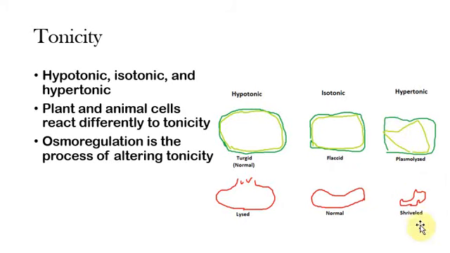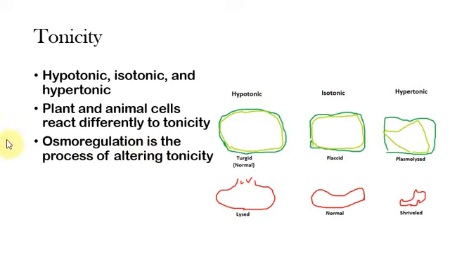Neither one of them will actually work well in a hypertonic environment. A plant cell will become plasmolyzed, which basically means that its cell membrane has peeled off from its cell wall, and in this case, it dies and loses its function. Whereas an animal cell will become shriveled. Because it's losing the water from inside of the cell, it'll shrivel up like that.